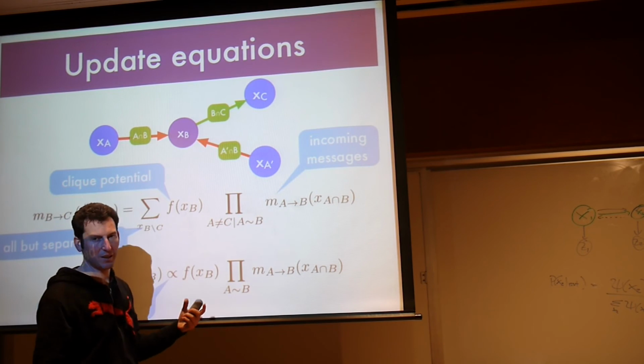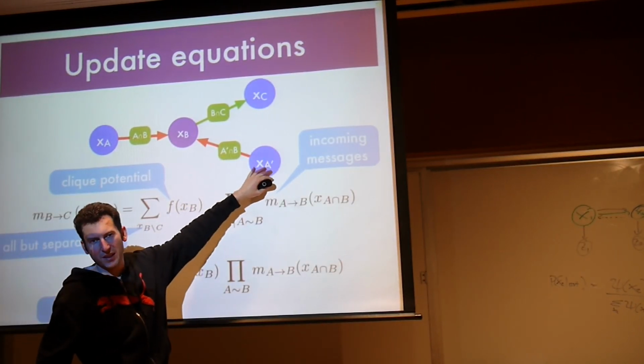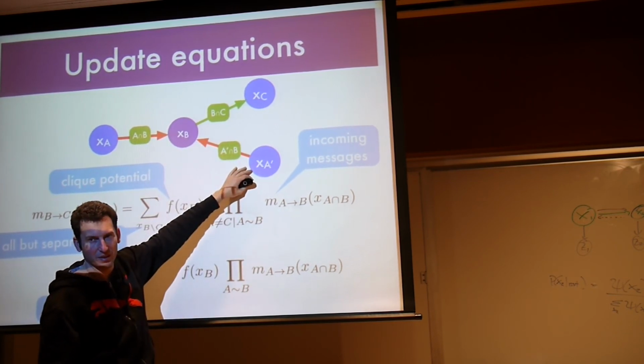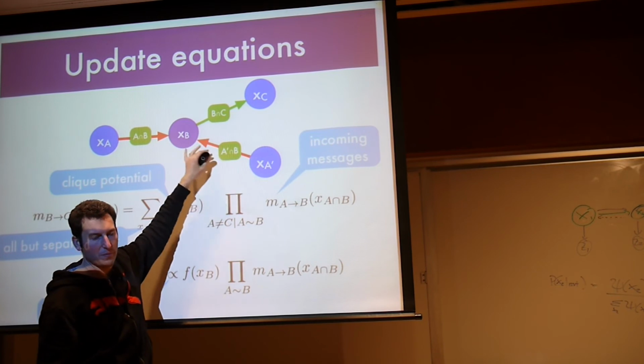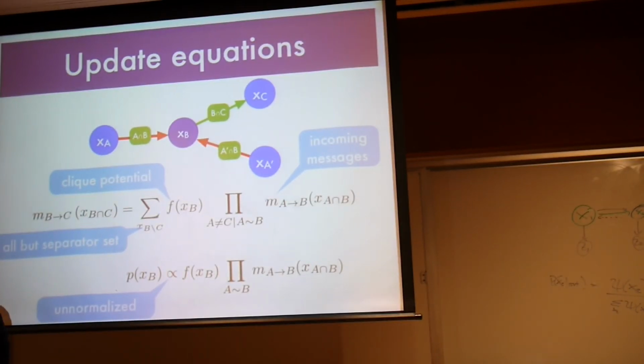But I could have an incoming message from a different plate that actually contains some information that XA was never privy to. So therefore, the different messages may very well have a different domain of validity. This was not the case when we just had a simple tree. But now that we have a junction tree, this can actually happen. But that's really all you need to worry about.